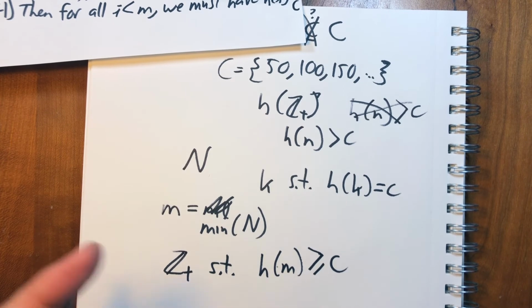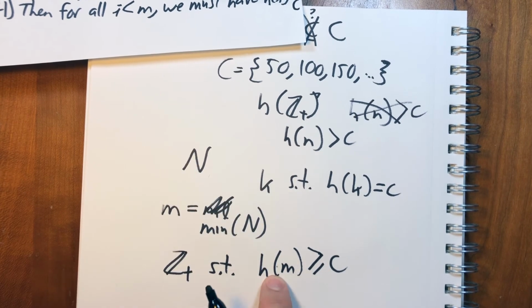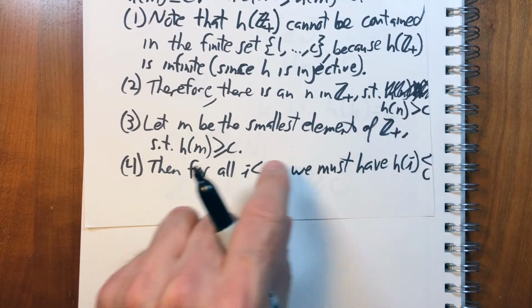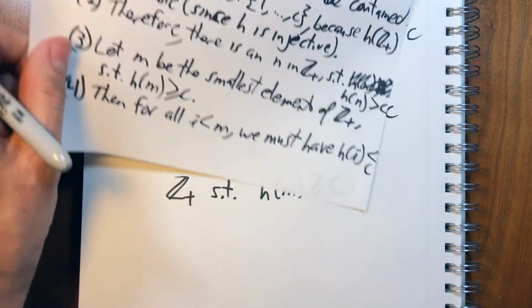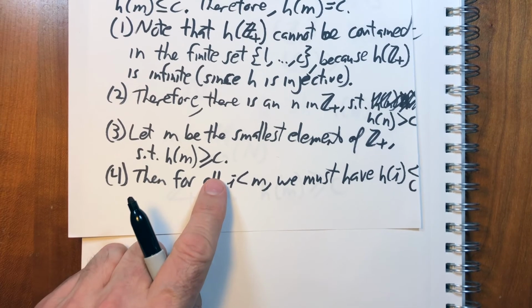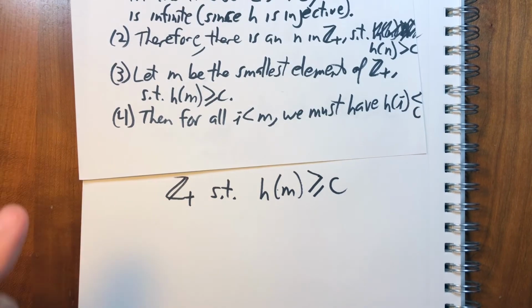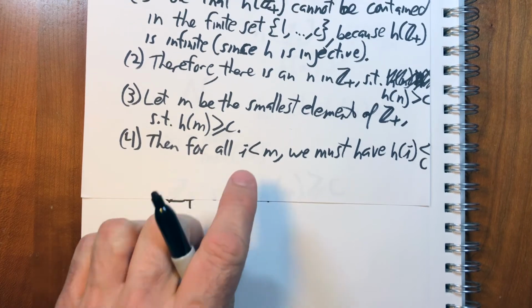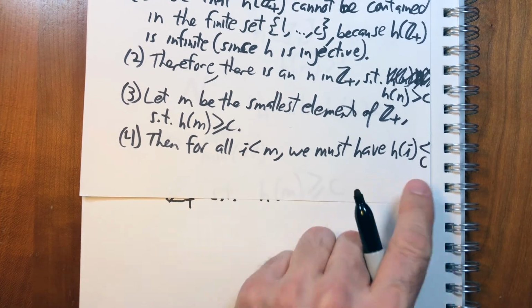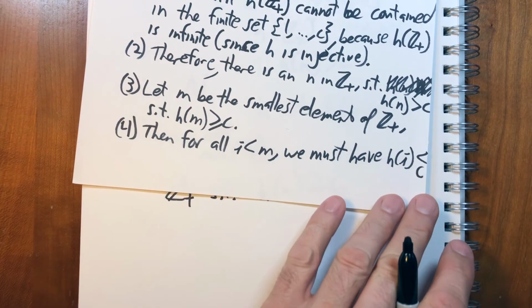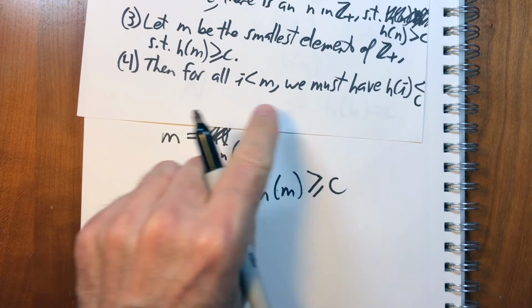We don't know about this. Maybe it's one of these n's, where it's bigger than c, or maybe it's k, in which case it's equal to c. We don't know, but it's going to be one of those two. Okay, that's what we were doing. That's how we went from h of n is bigger than c to h of m is bigger than or equal to c. We're not saying h of m equals c, but maybe it does. Now, in that case, for all i less than m, we must have that h of i is less than c. So notice again the precision involved in getting to this point.